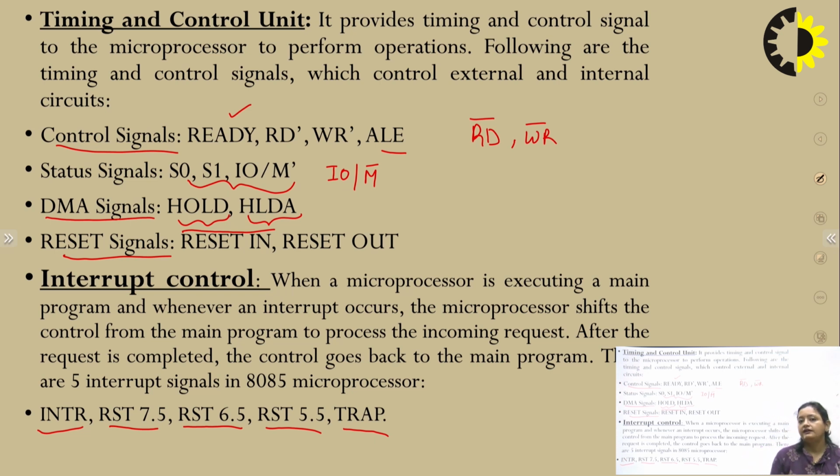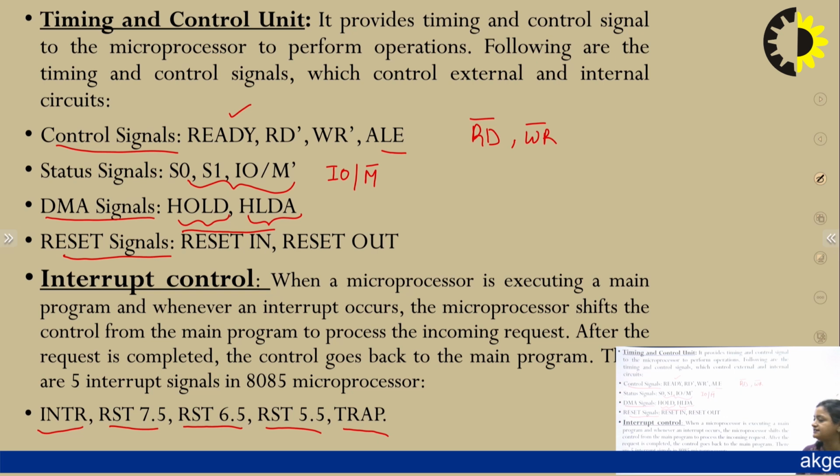We can understand the word interrupt in English also. The word interrupt in English means disturbance. Here also it means disturbance. That is, once an interrupt signal comes, the microprocessor cannot execute its main program. It has to stop its main program, service the interrupt request, and after it is completed, it can finally go back to its main program. So we have 5 main interrupt signals including TRAP, RST 7.5, 6.5, 5.5 and INTR.